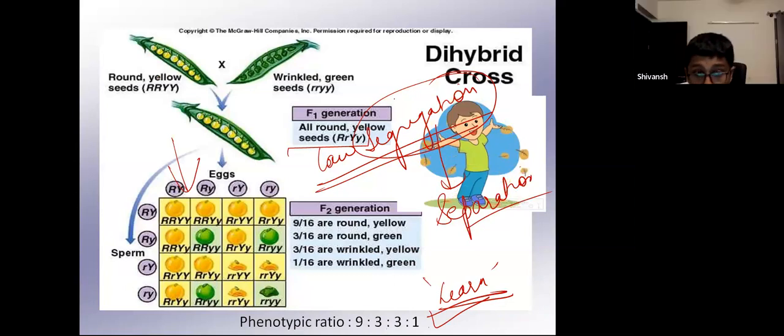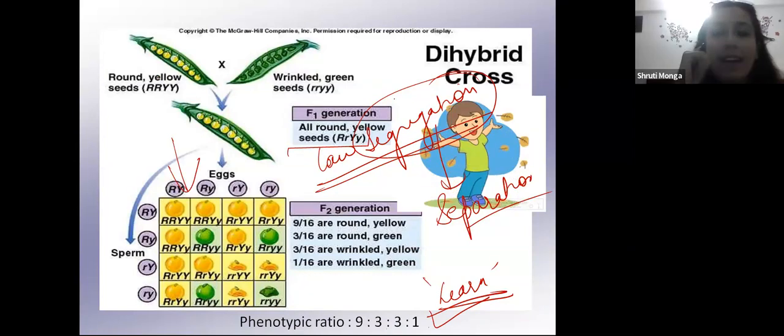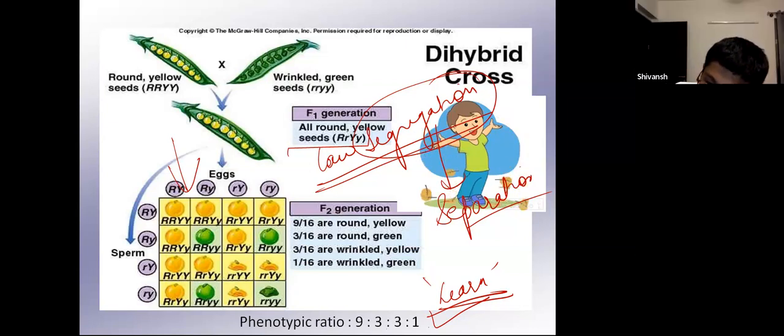F1, all of them were round and yellow. F2, they were both. In F2, there were some new combinations seen by Mendel. And what were those new combinations? Round yellow, round and yellow, wrinkled and yellow, wrinkled and green, round and green.